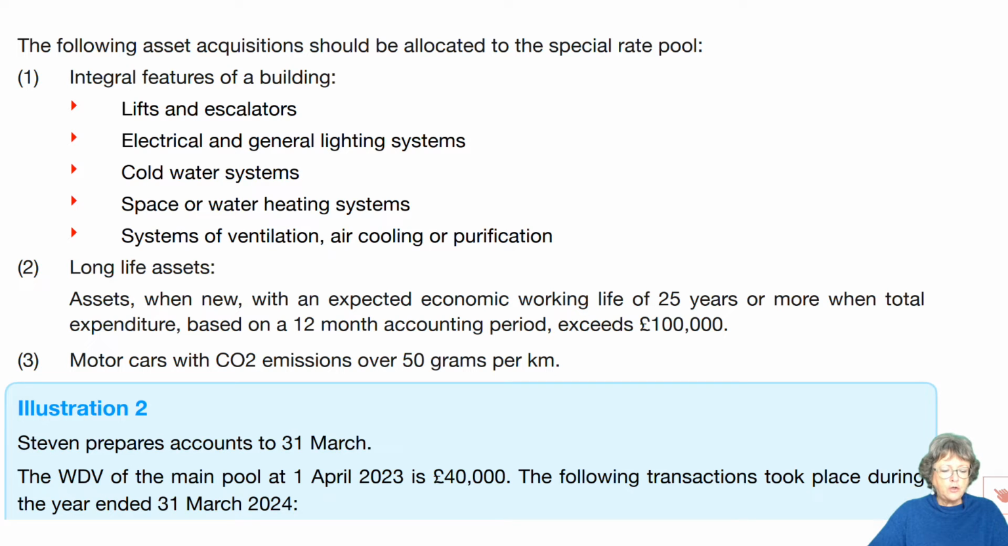And long life assets. So they are assets with a working life of more than 25 years, and the expenditure exceeds £100,000, and the cars where the CO2 emissions are over 50 grams. Now that is in the tax rates. The others you'll have to be aware of.